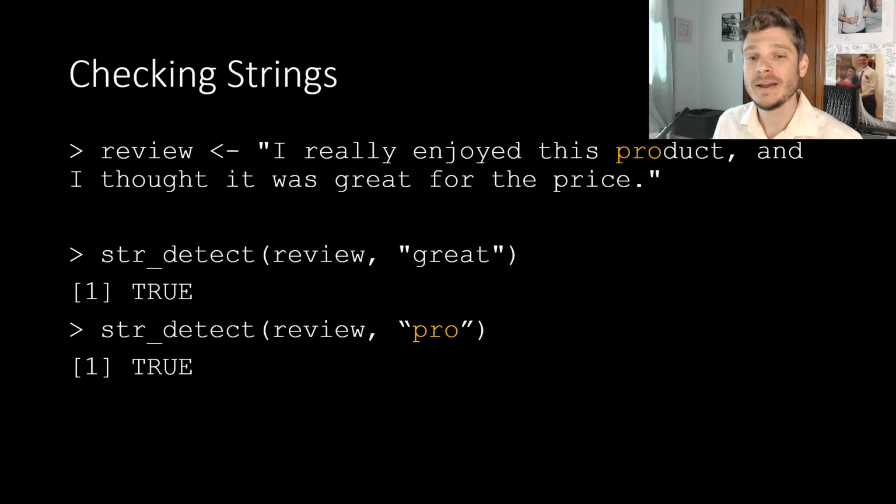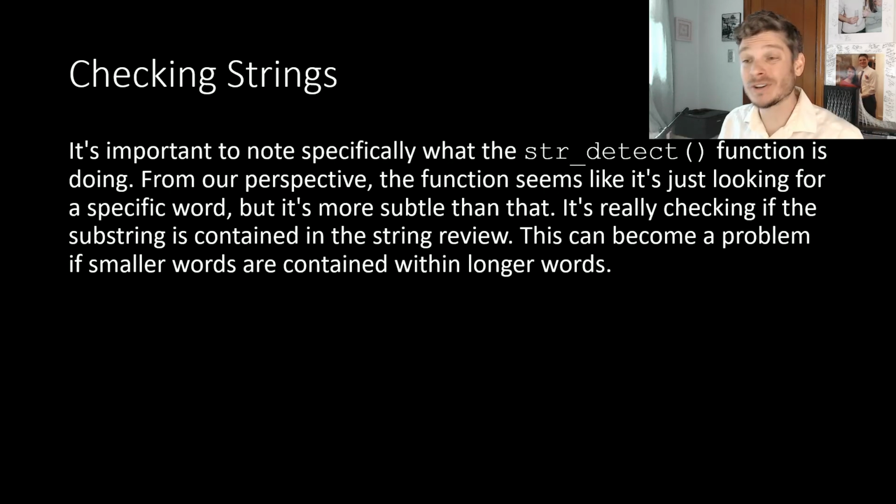And that's because, as I mentioned before, and I'll mention it again, R does not understand language the same way that we understand language. What's going on here is a little bit different from the way humans interpret language, so it's really important to know. From our perspective, we would look for the word. But from R's perspective, it's much more subtle. It's checking to see if that substring is contained at all in there.